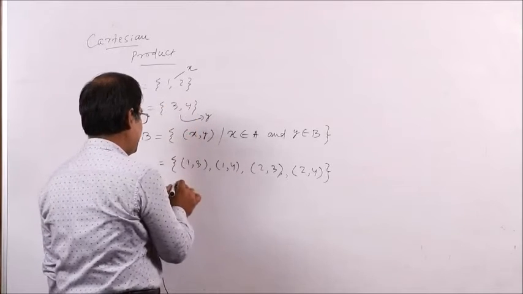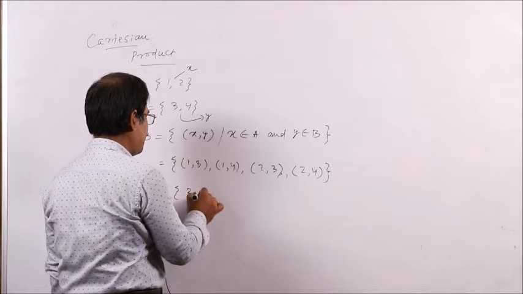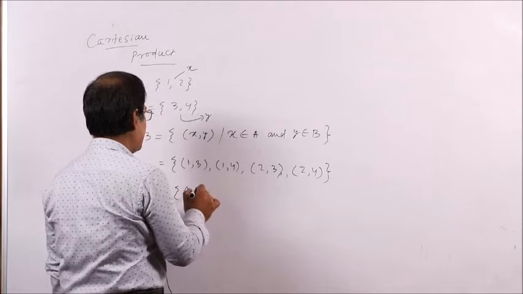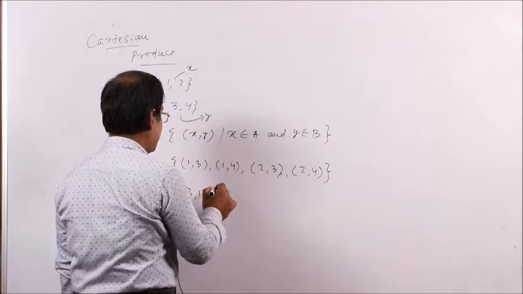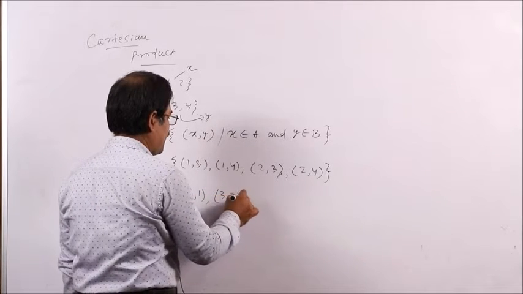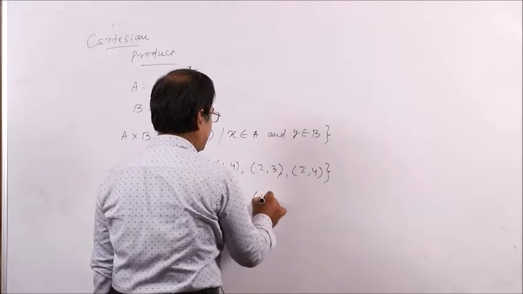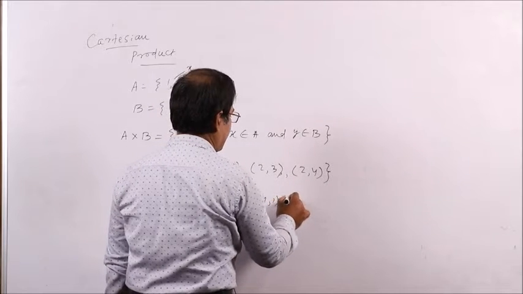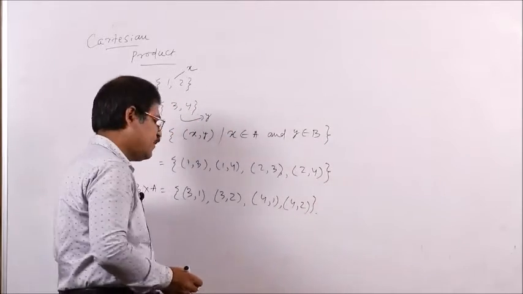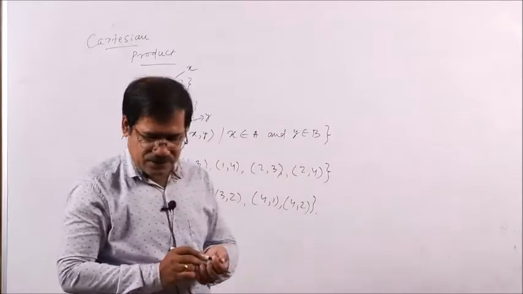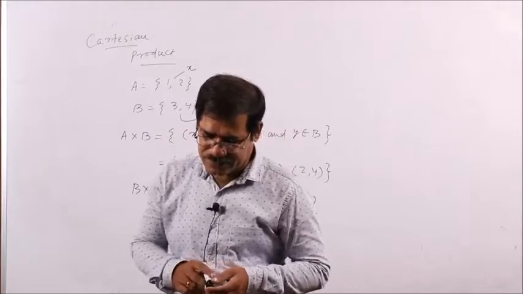So, what you get is 3 1, then 3 2. Similarly, 4 1, then 4 2. Likewise we can calculate the Cartesian products. The same concept we will use again.